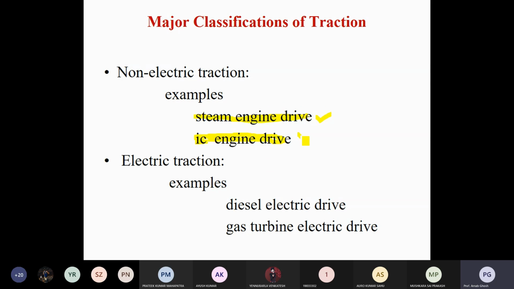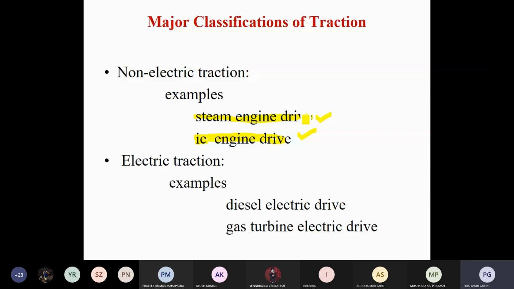IC engine means internal combustion engine. You are using a diesel multiple unit, DMU. That is called a diesel multiple unit, DMU. These are examples of IC engine drives.